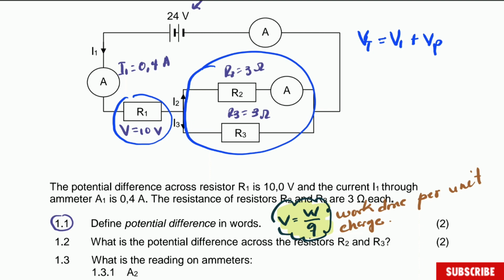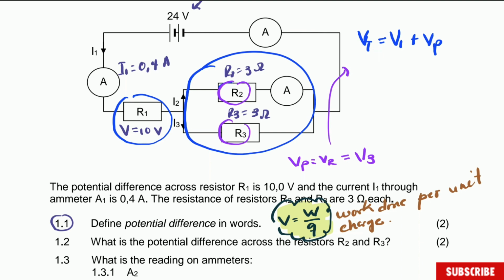Remember, the current divides, however the potential difference for each of them is the same because they are in parallel. You have to remember that the potential difference in parallel will be equal and the same for each resistor. So in this case, the V parallel will be equal to V2, and will be equal to V3.